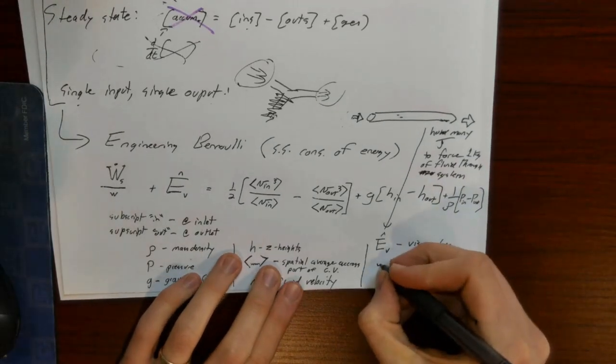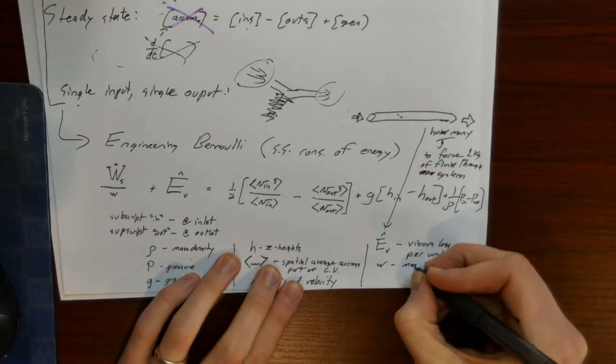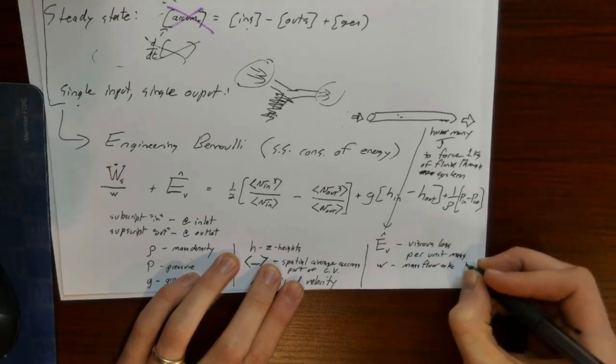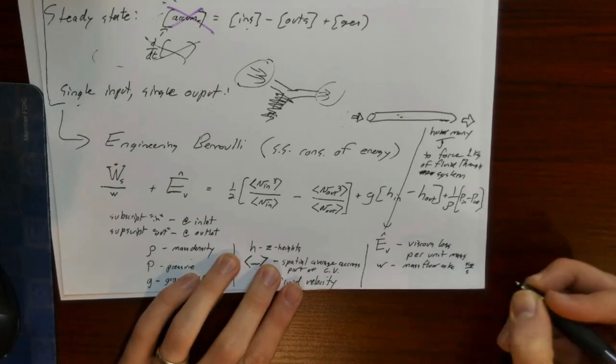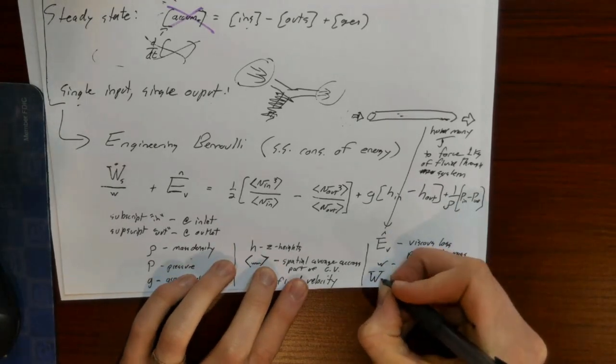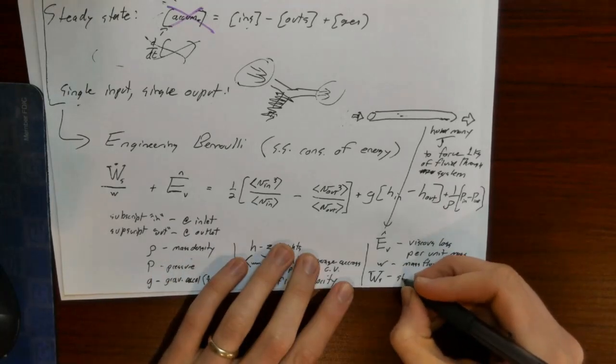The little w is the mass flow rate, which would have units of kilograms per second. And this big W dot S is what's called the shaft work.